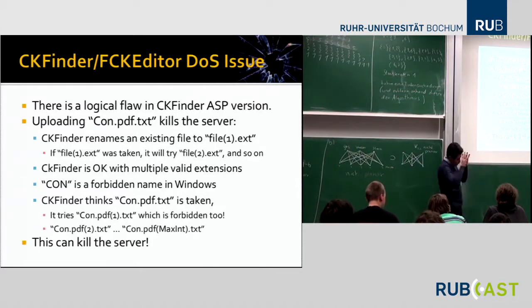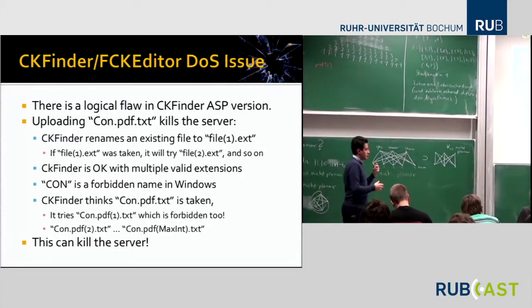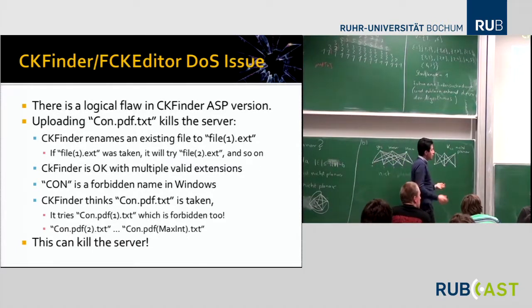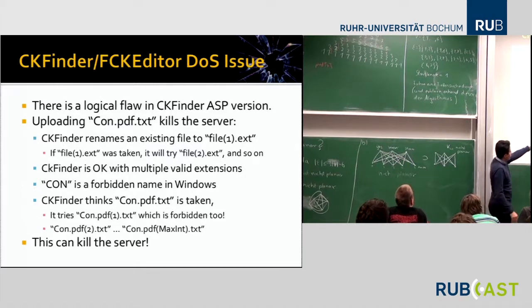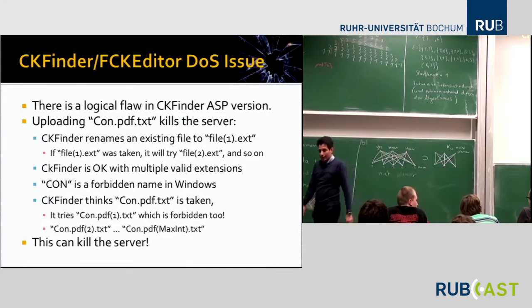And we know that forbidden files in Windows like con, prn, null can't be created on the file system with any extension. So now if I want to create con.pdf.txt, it will send a request to the file system, which can't create it. FCKEditor or CKFinder doesn't have any clue why it can't do it. It assumes there is a file with the same name. It will rename it to con.pdf(1).txt. It tried again, and it really kills the server.